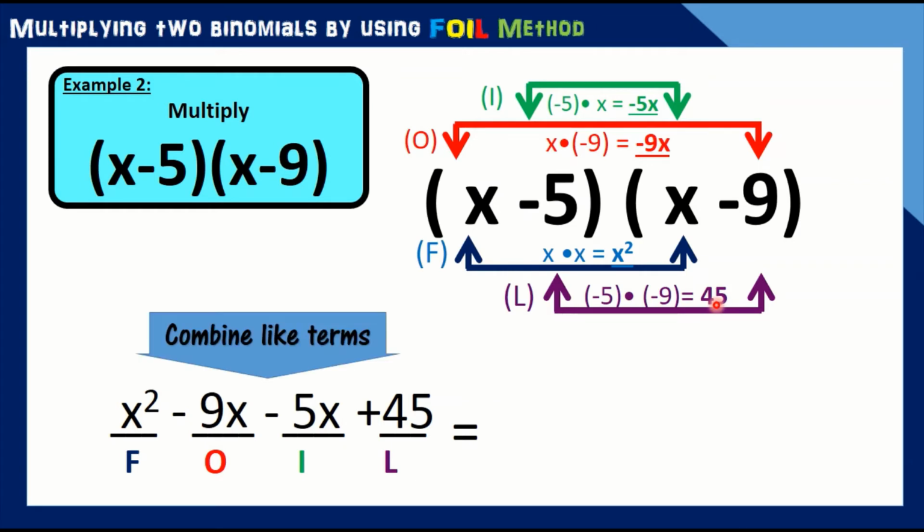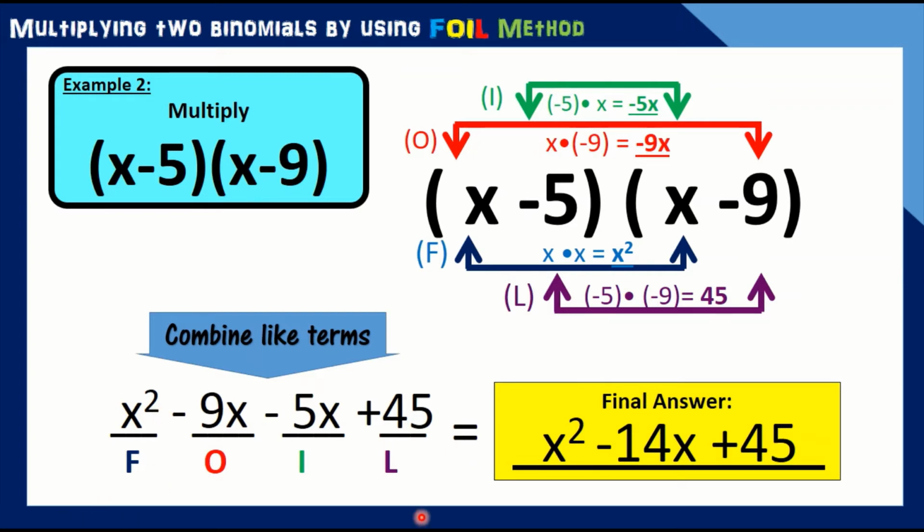So next, we have to combine the like terms. We have x squared minus 9x minus 5x plus 45. Like terms here are negative 9x and negative 5x. Since they have the same signs, you are going to add the absolute values of those numbers and copy the sign. So therefore, the final answer is x squared from the first term, and then negative 9 plus negative 5 is equal to negative 14x, plus 45.